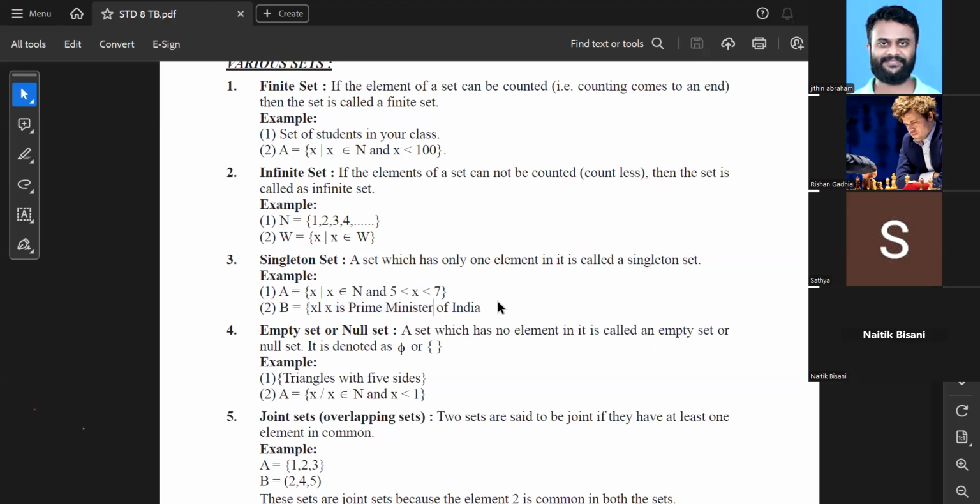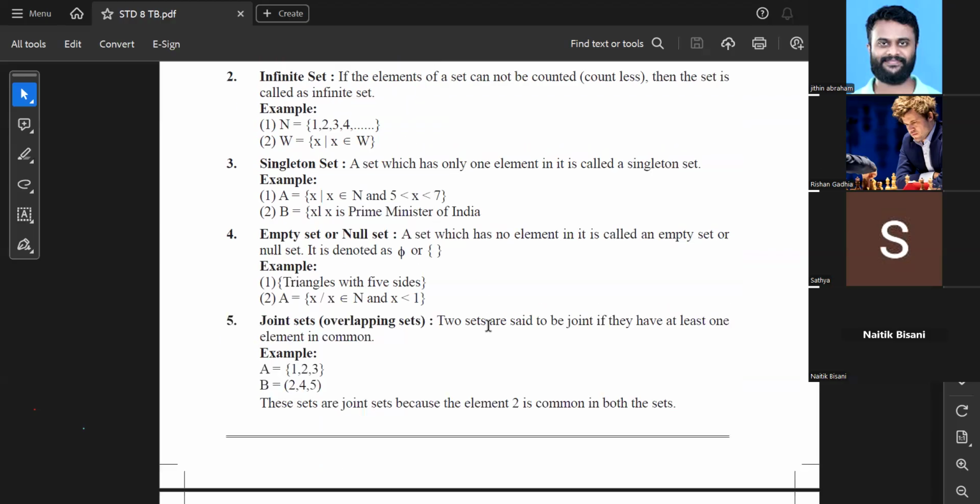There is only one number between 5 and 7. Or another example is a set consisting of the Prime Minister of India. There is only one Prime Minister in India, the present Prime Minister, not past or previous.